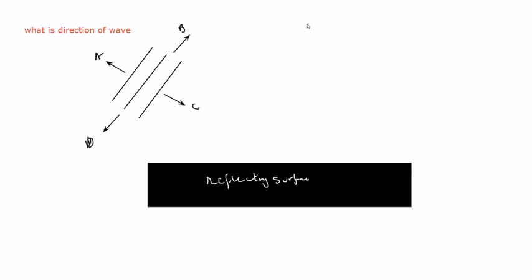So the correct answer is C. The direction of the wavefront is always perpendicular to the direction of the wave, or the direction of the wave is 90 degrees, or perpendicular, to the wavefronts. So always the angle between the wavefront and the direction of the wave is 90 degrees. So you can see B and D cannot be an answer.